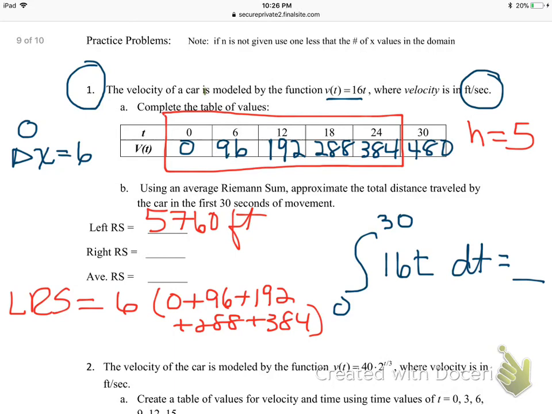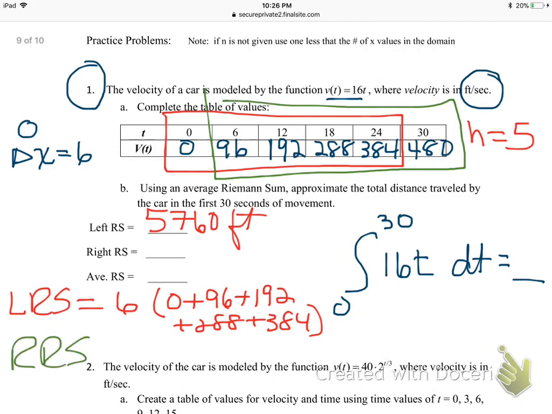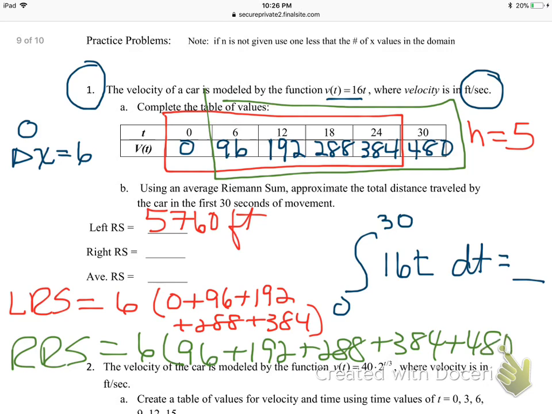Okay, doing the same thing for the right Riemann sum. Changing to green. Right Riemann sum will be this way. So to do right Riemann sum, 6 is still my base. Now I'm going to add up 96 plus 192 plus 288 plus 384 plus 480. Notice I didn't pull the first one. So I have 1, 2, 3, 4, 5. That's my n. If I do that math, I will get 8640 feet for an answer.